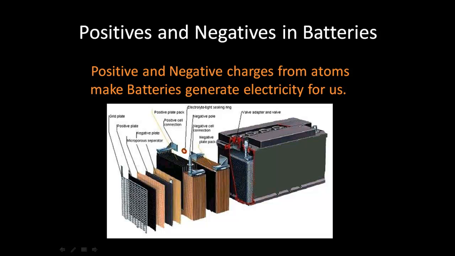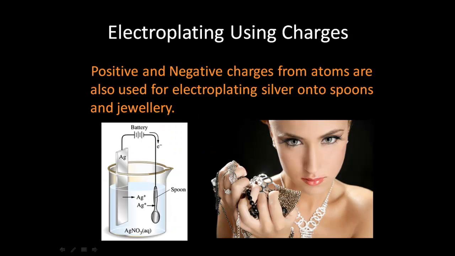In batteries, positive and negative charges are produced by chemical means to make electricity. Positive and negative charges are also used in electroplating to make silver spoons and really nice silver jewelry.